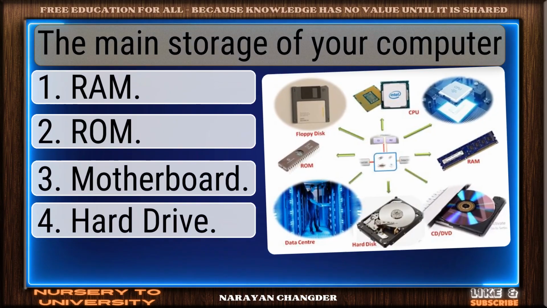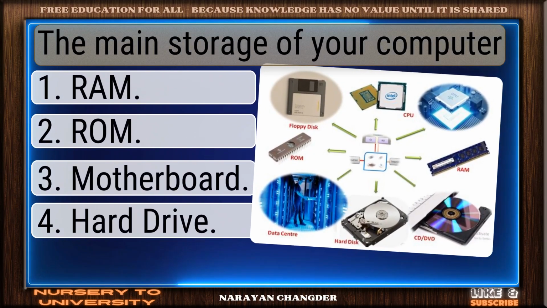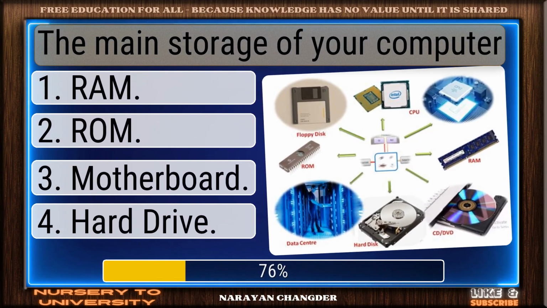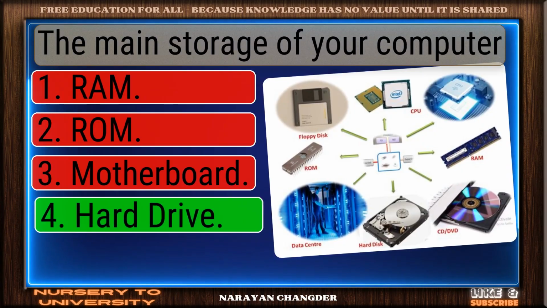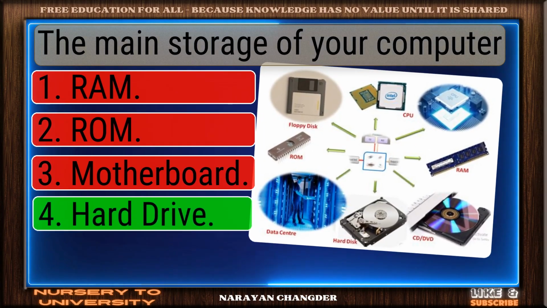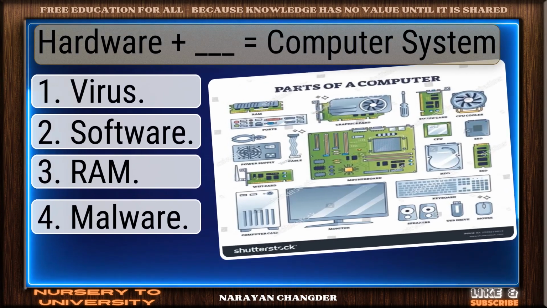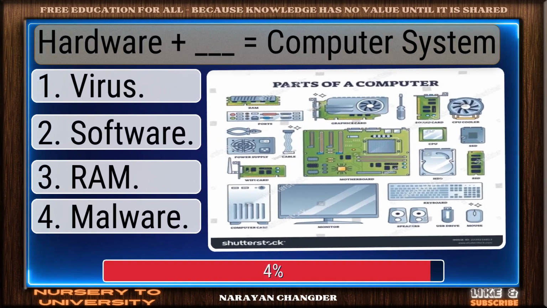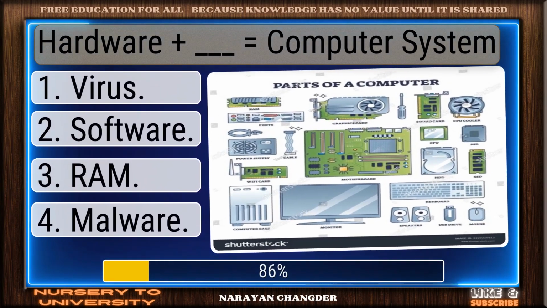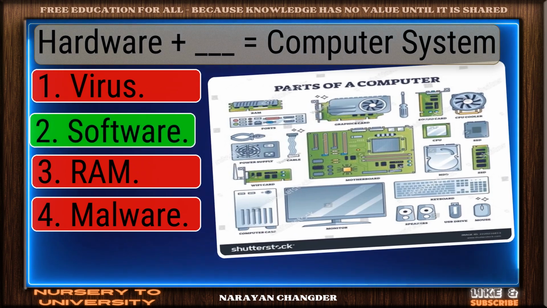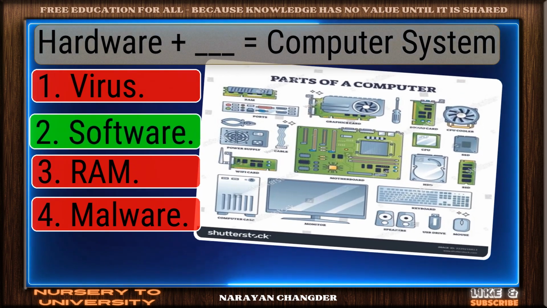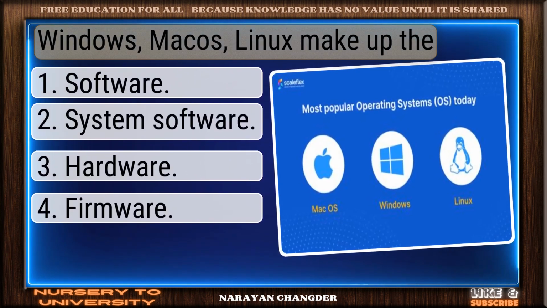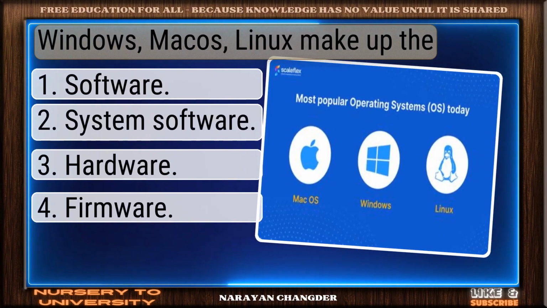Question number 39. The main storage of your computer. Smart pick. Hard drive is the correct choice. Question number 40. Hardware plus dash equal to computer system. Sharp thinking. Software is the right choice. Question number 41. Windows, MacOS, Linux make up the.